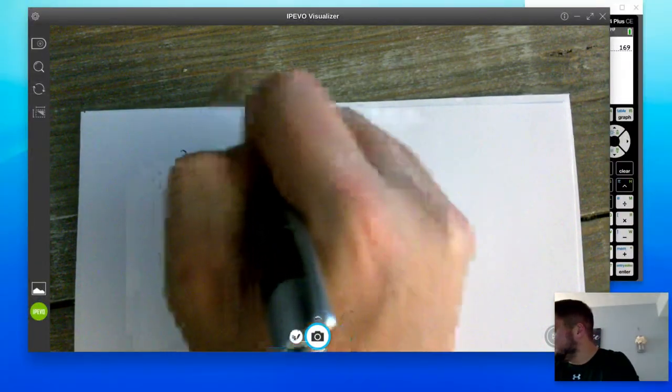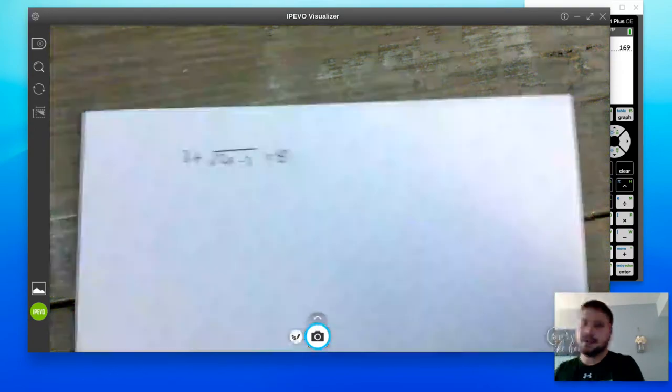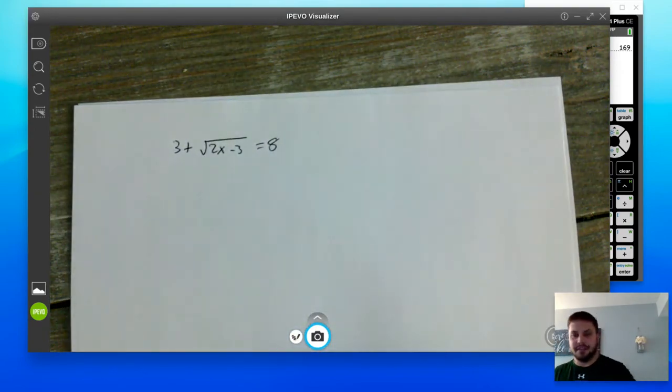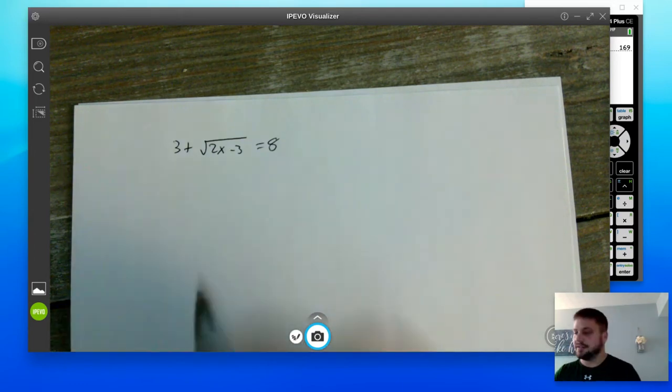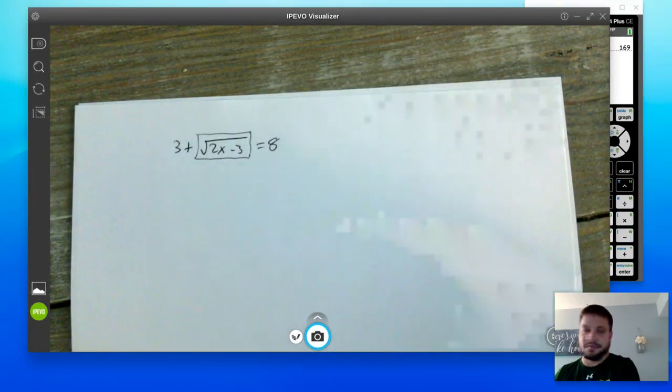So the first one is going to be something like this: 3 plus the square root of 2x minus 3 equals 8. Here's the strategy for solving anything that has a square root or a third root or any type of root. Get the root by itself. So the first thing we want to do is get the square root by itself.